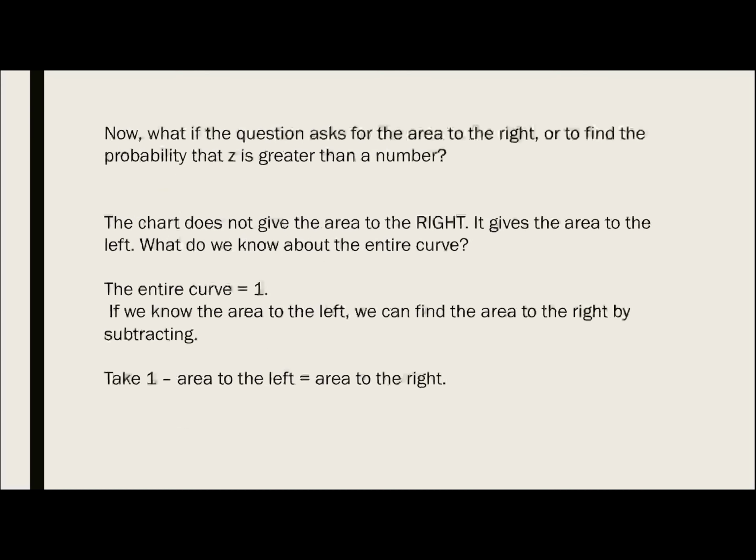Now what if the question asks for the area to the right, or find the probability z is greater than a number? The chart does not give the area to the right. It gives the area to the left. What do we know about the entire curve? The entire curve equals 1. The whole thing is 1. If we know the area to the left, we can find the area to the right by subtracting. So if you take 1 minus the area to the left, it will equal the area to the right, because the left side and the right side make up a whole 1.